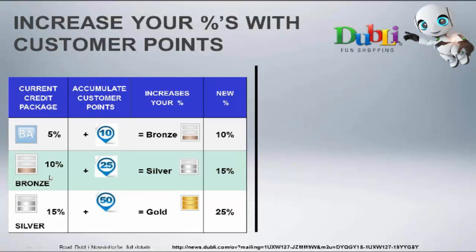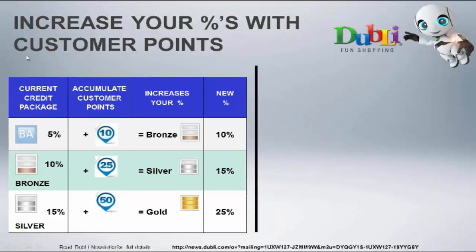If you currently have a bronze and you accumulate 25 customer points, now these are monthly customer points. Remember that. So if you've got 25 customer points per month and you currently hold a bronze package, your percentage will go up to 15%. The same with the silver. If you've accumulated 50, you'll go up to gold. But any combination of package plus customer points on a monthly basis will increase your percentage.